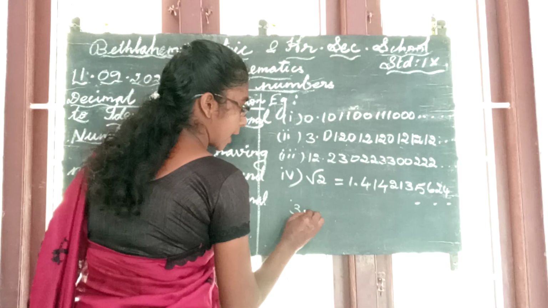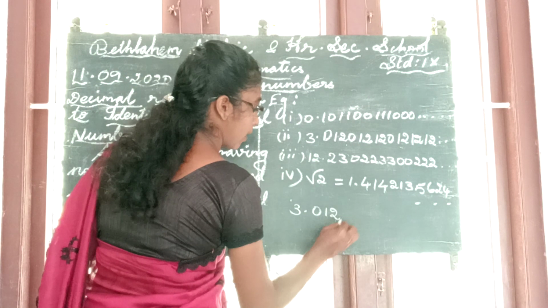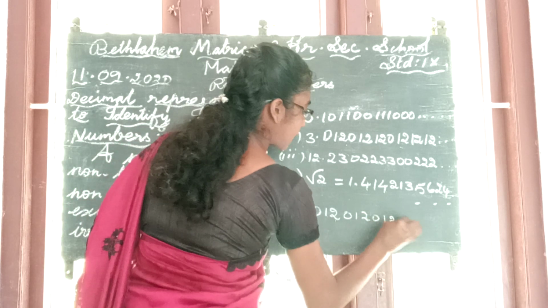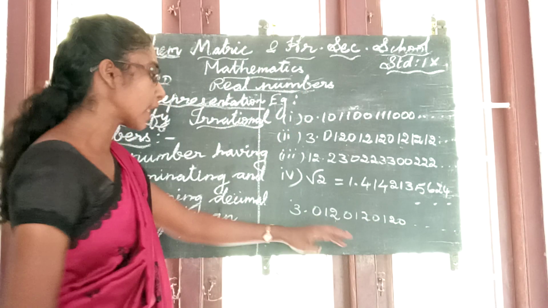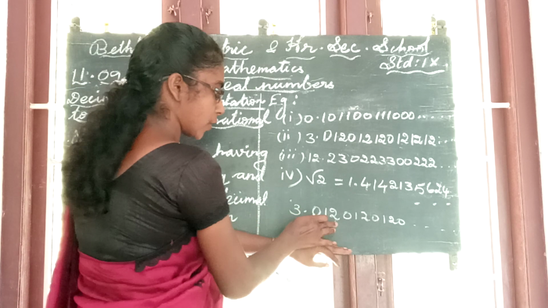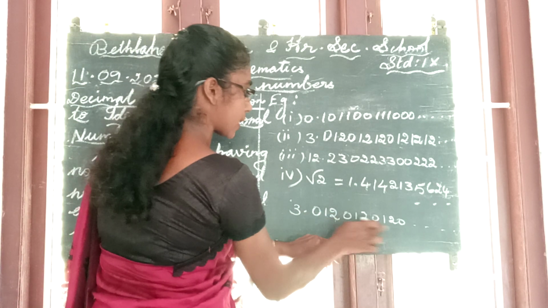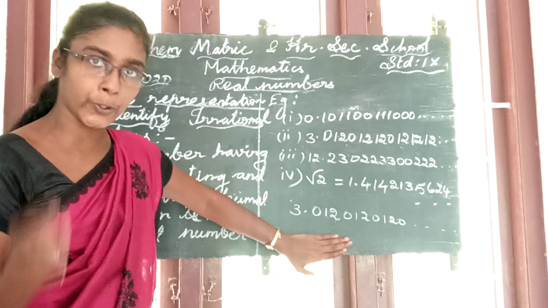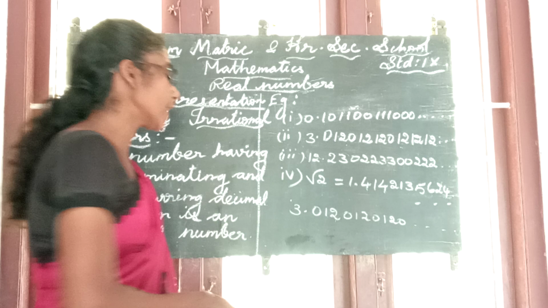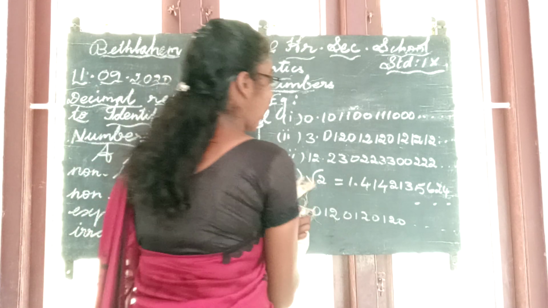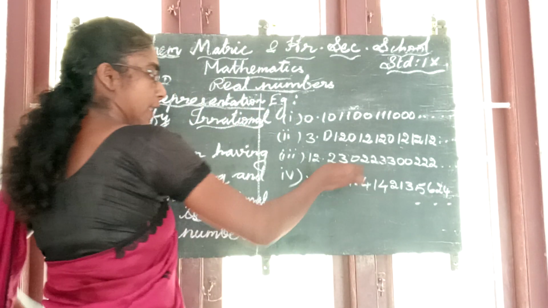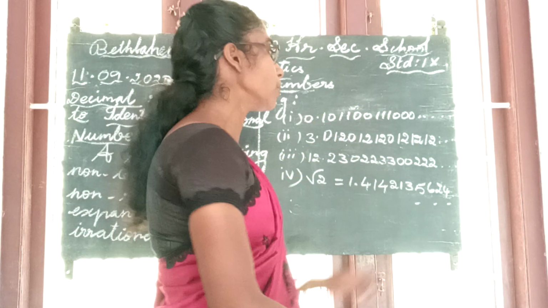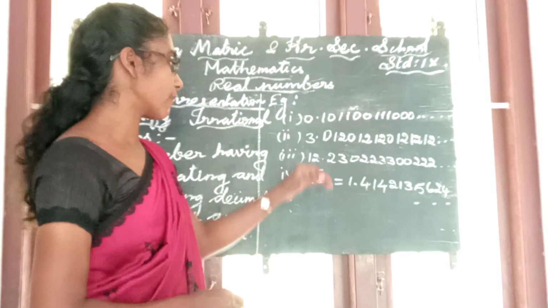If it is like this, 3.0120120120 going on, it is non-terminating and recurring, because 0 1 2 repeats again and again. It is a non-terminating and recurring decimal expansion. But here you see 3.0120 12120 1212 etc. Many examples we can find.